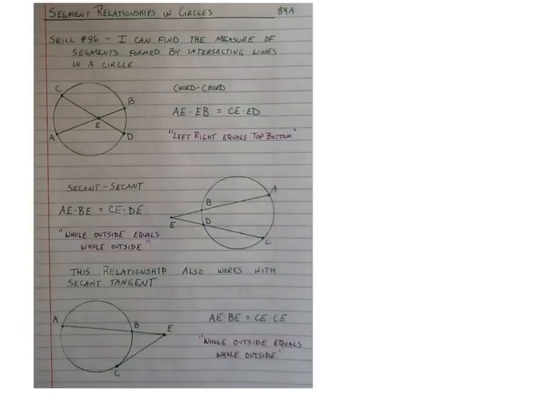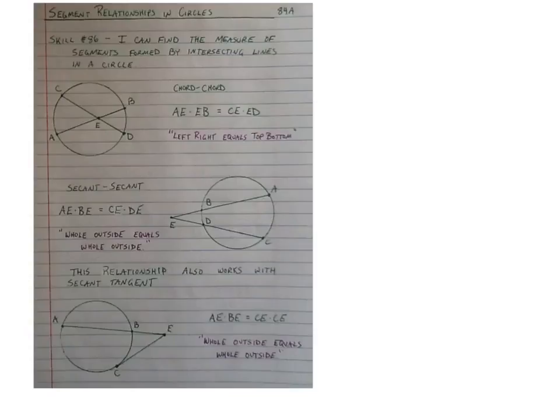What we know is that if you have two chords, then the product of AE times EB is equal to the product of CE times ED. And I kind of shorthand that to say that left, right equals top, bottom. So the left side times the right side equals the top side times the bottom side.